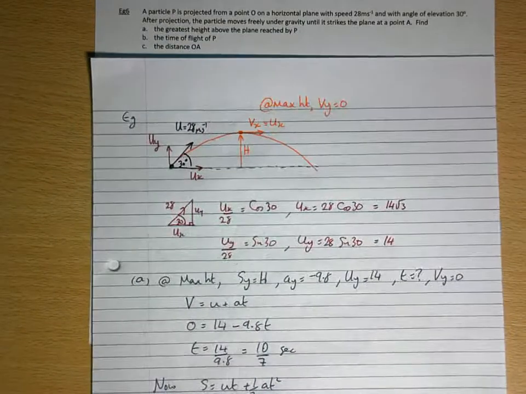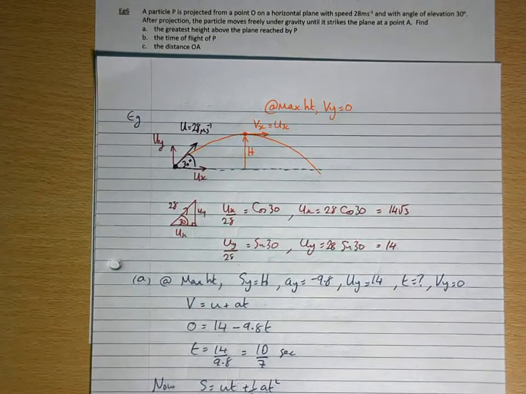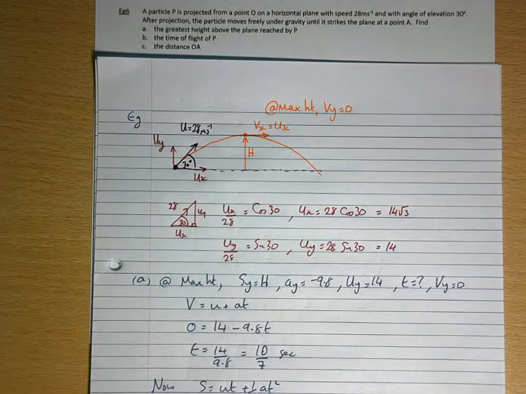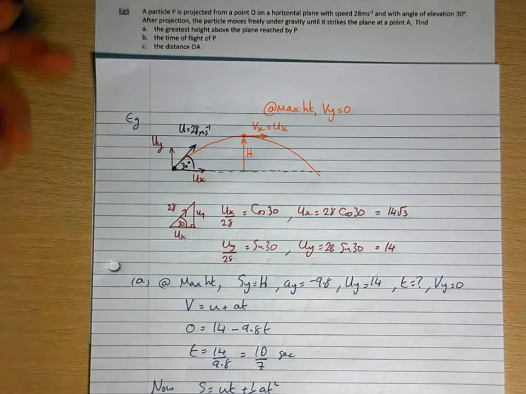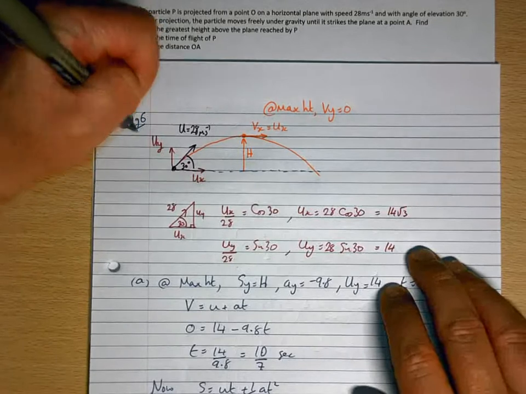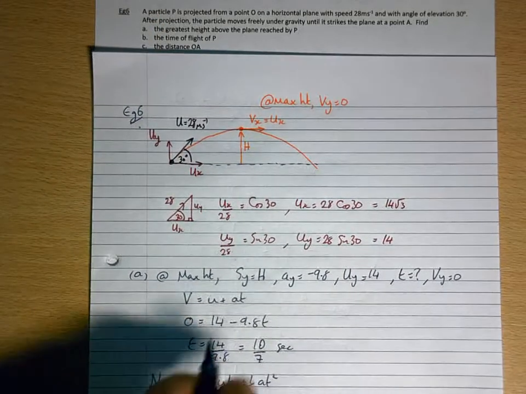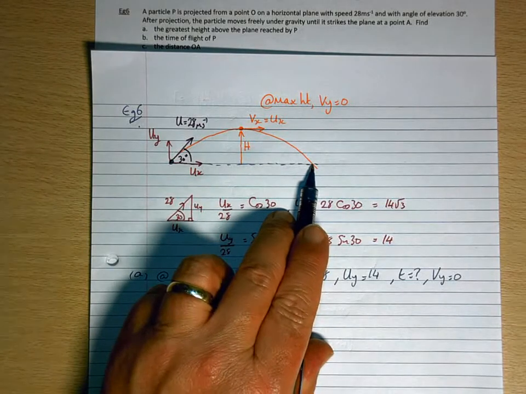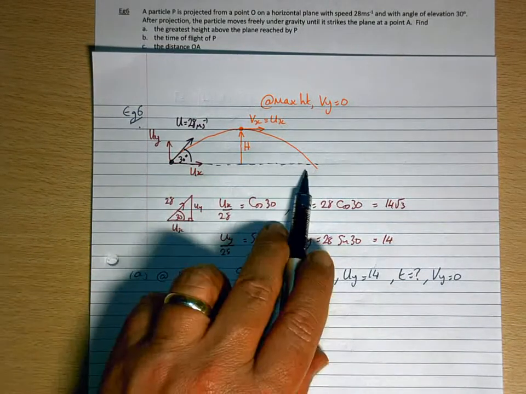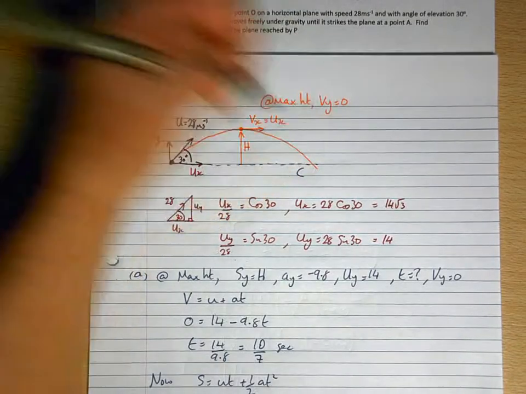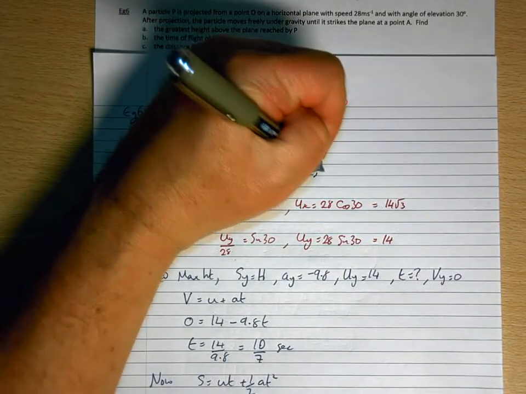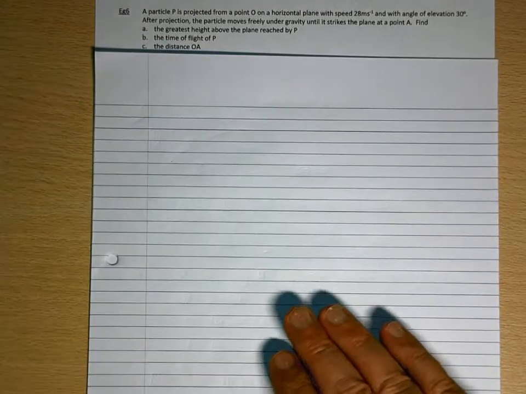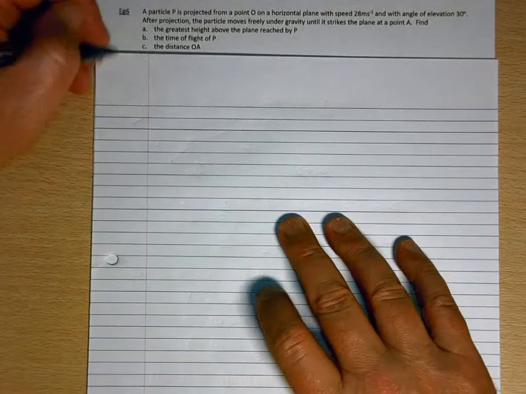Let's go back to the question. Part C, the distance OA. They may call it the distance OA, they may call it the horizontal range. Different questions could pose that differently. So what we want to know now is we know what time it reaches that point. All we need to do is work out what x comma 0 is. So this is part C.